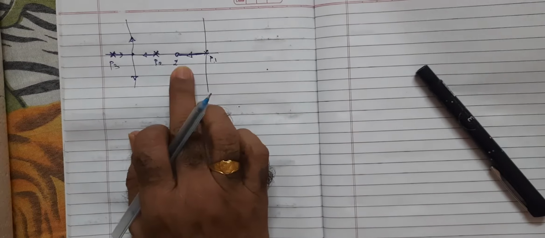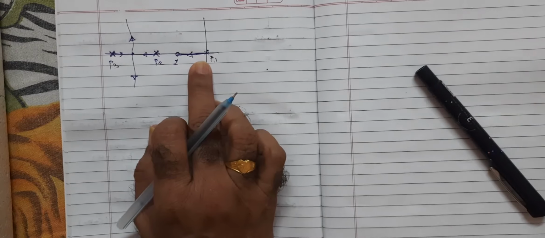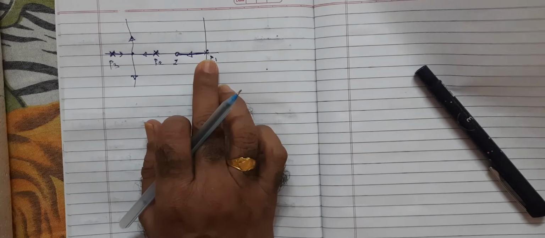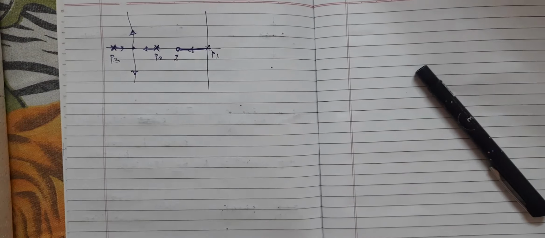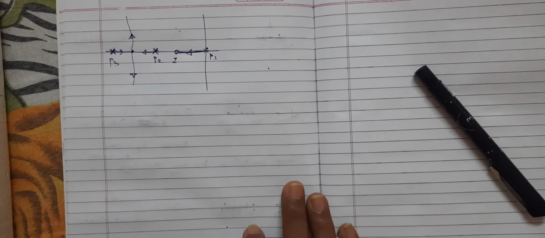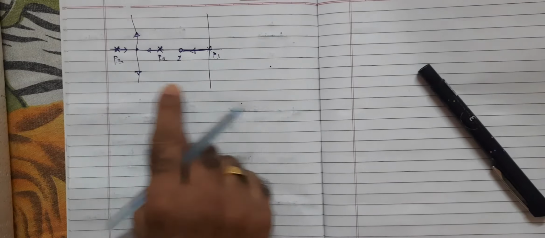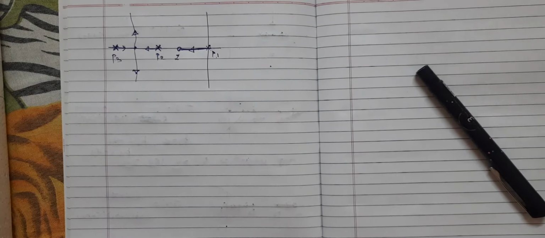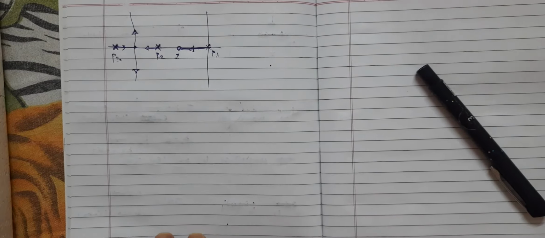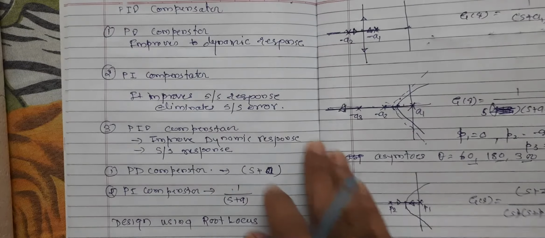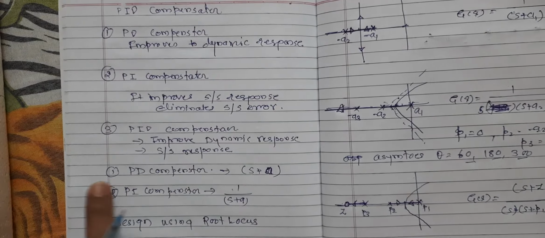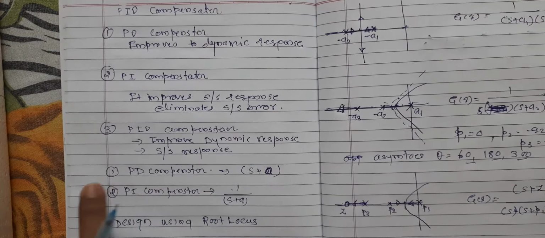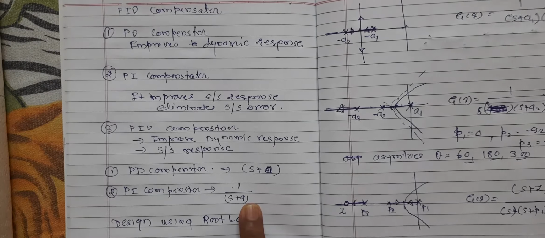One more conclusion is that if the zero is near the origin, it makes the system more stable. But one of the major disadvantages is that it is more oscillatory. By adding the zero, no doubt the system becomes stable, but at the same time it becomes more oscillatory. So you have to remember this. Now, in the PD compensator we are adding the zero, and in the PI compensator we are adding the pole.